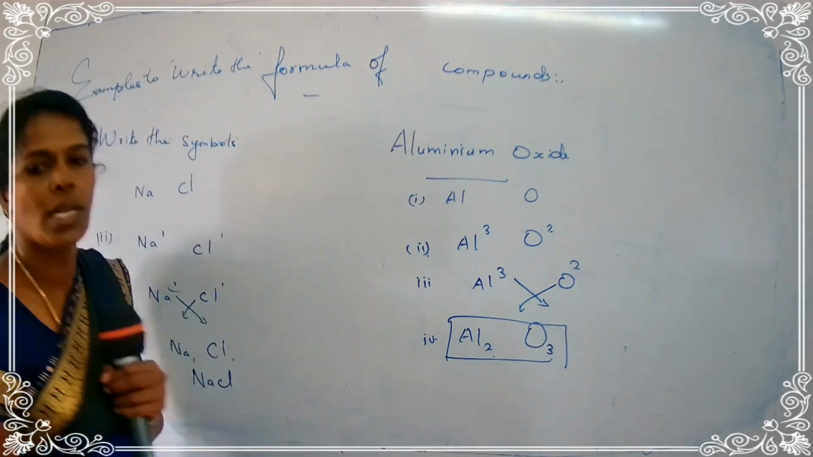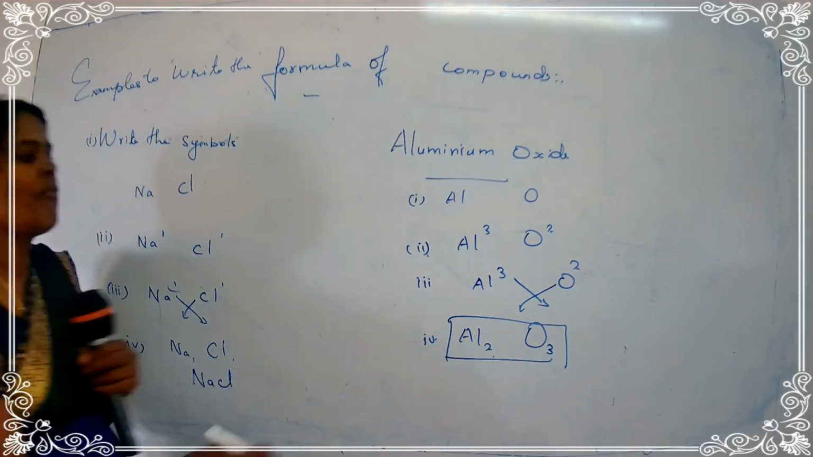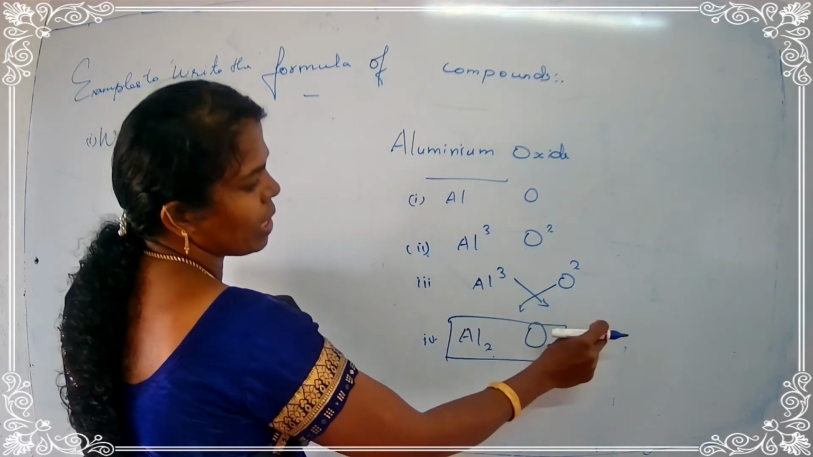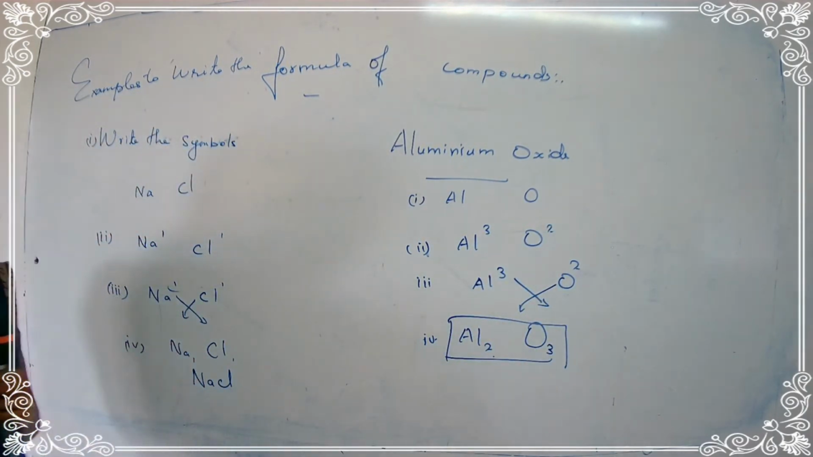Are you listening, children? Is there any doubt? If we cross multiply, this 2 goes here, this 3 comes there. Yes or no? That becomes aluminium Al2O3. This is the chemical formula of calcium oxide. Okay, children.